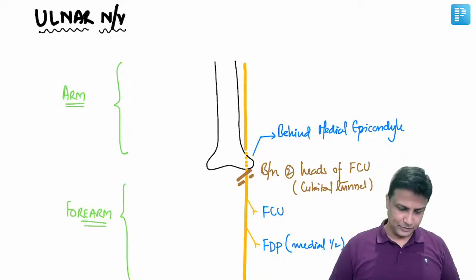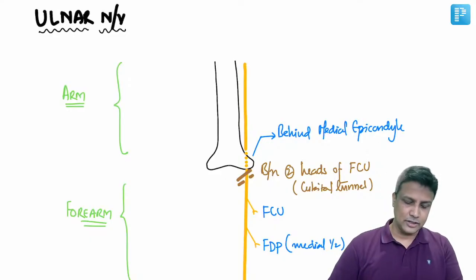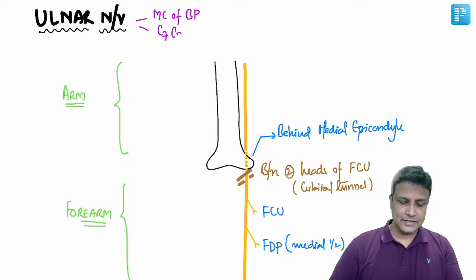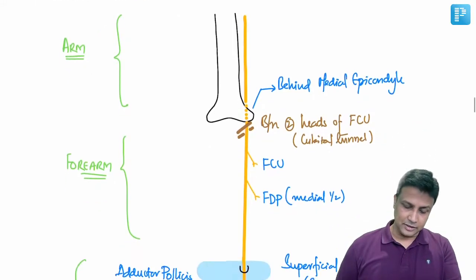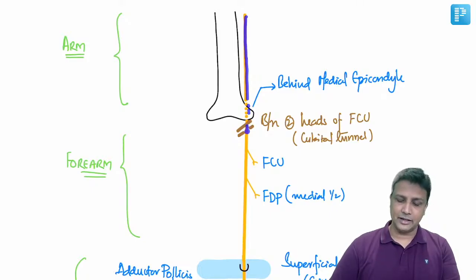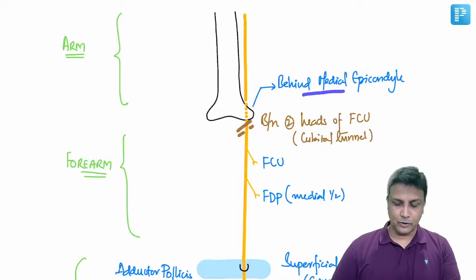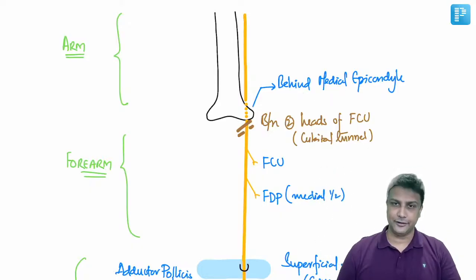Please remember that one. Now, the ulnar nerve, we know that it is going to originate from which cord here? It is going to originate from the medial cord of the brachial plexus. And the root value of the ulnar nerve will be C7, C8, and then T1. Now, first let us see in the arm. In the arm, the ulnar nerve is going from the arm and entering into the forearm by passing behind the medial epicondyle. Now, this is an important point here. What is the nerve which is going to pass behind the medial epicondyle? That is your ulnar nerve.